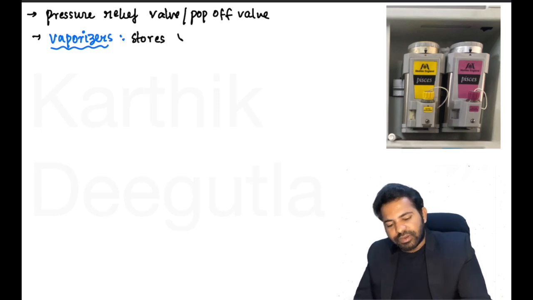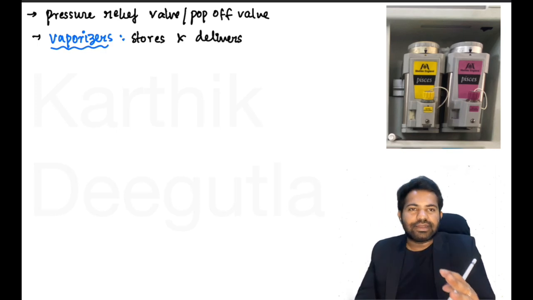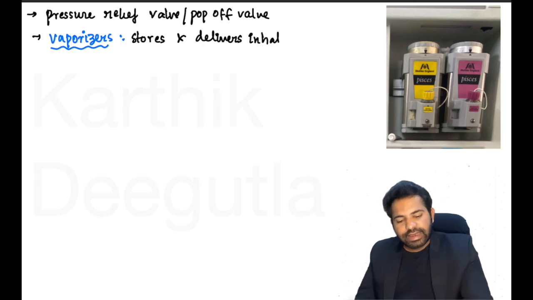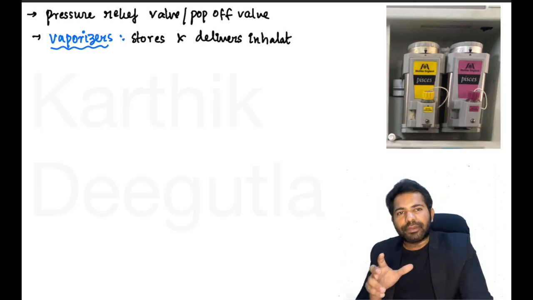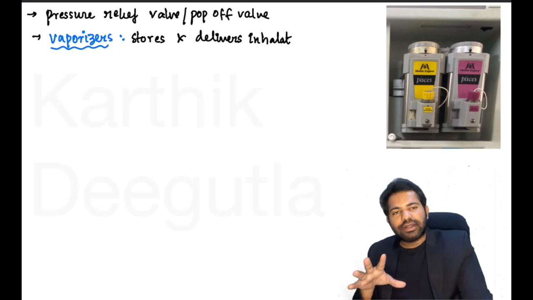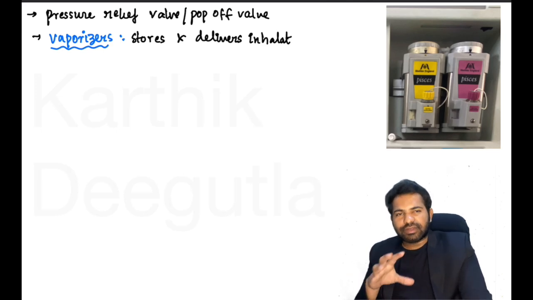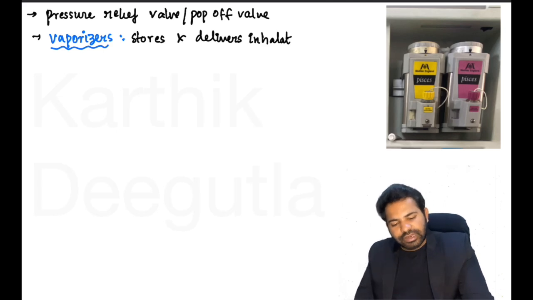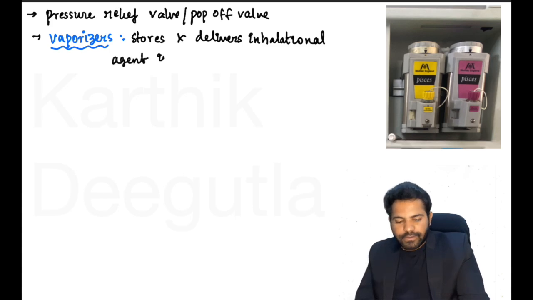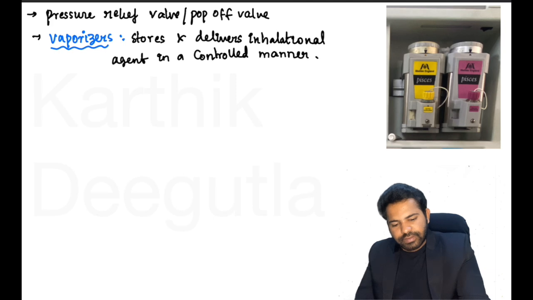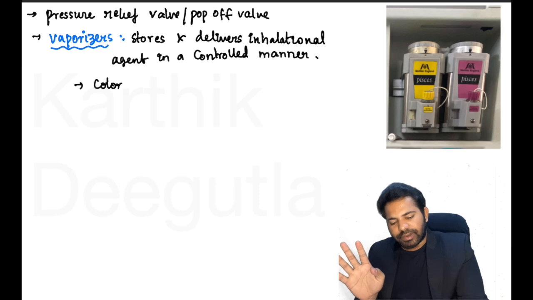What does a vaporizer do? A vaporizer stores and delivers inhalational anesthetic agents in a controlled manner. You can set how much vapor or gas you want to deliver. It stores and delivers the inhalational agent in a controlled manner. Then the most important thing you have to know is the color coding of the vaporizers.